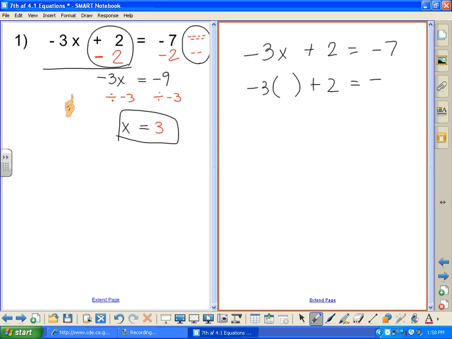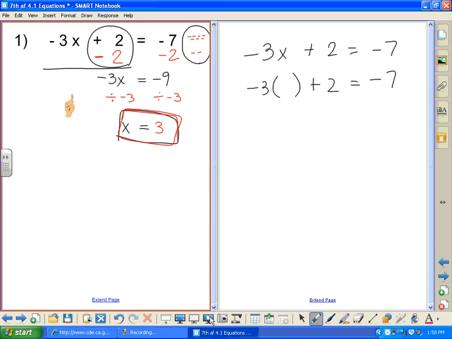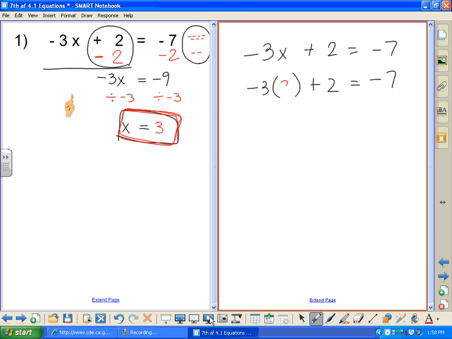So I'm basically rewriting the original equation. I've created a little template here. This x is equal to 3. That's what I need to plug in here where the variable of x was. It's a 3. And so I multiply. Negative 3 times 3 gives me a negative 9. So the negative 9 plus the 2 should equal negative 7.